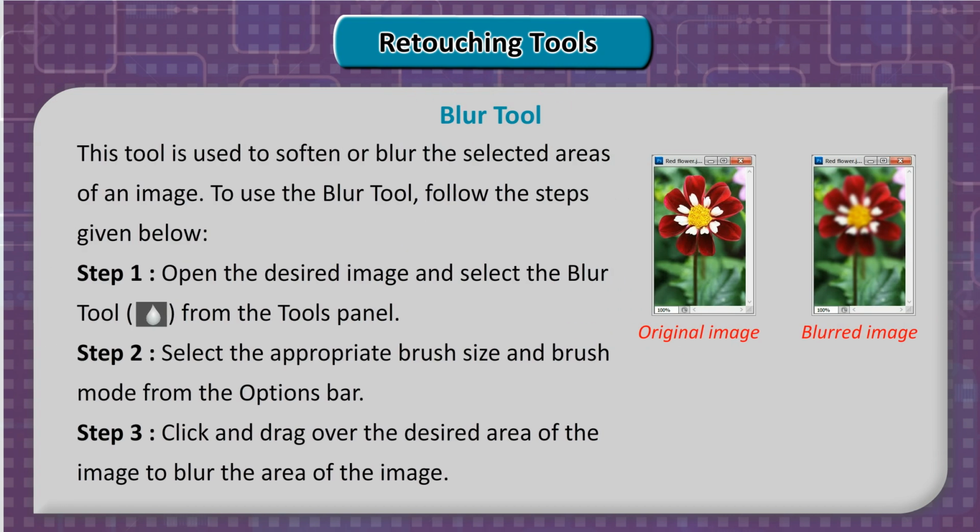Blur tool. This tool is used to soften or blur the selected areas of an image. To use the blur tool, follow the steps given below. Step 1. Open the desired image and select the blur tool from the Tools panel. Step 2. Select the appropriate brush size and brush mode from the options bar. Step 3. Click and drag over the desired area of the image to blur it.